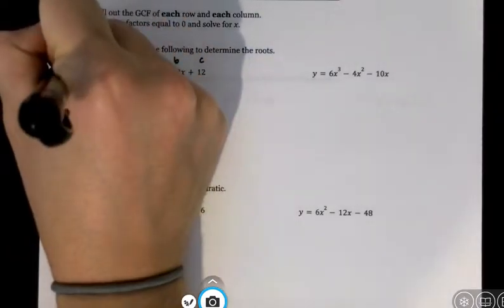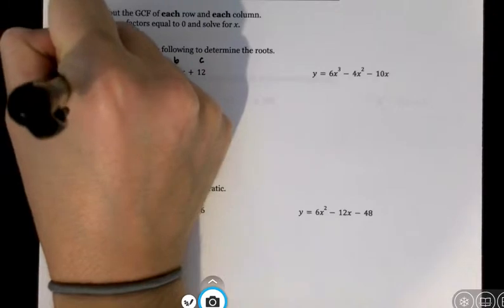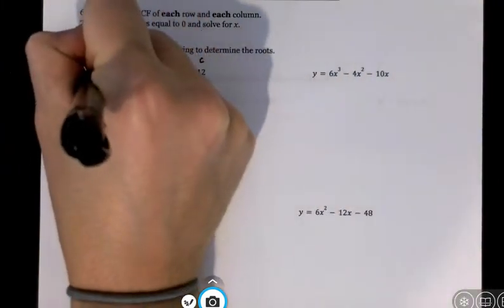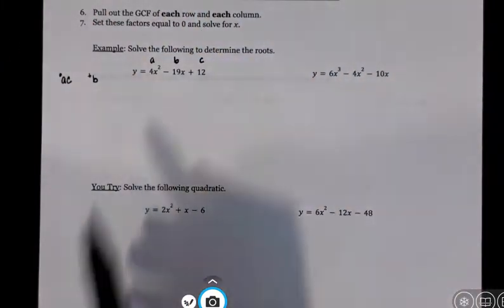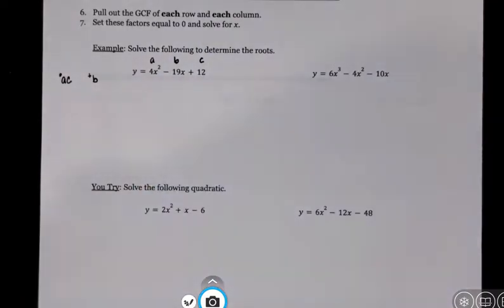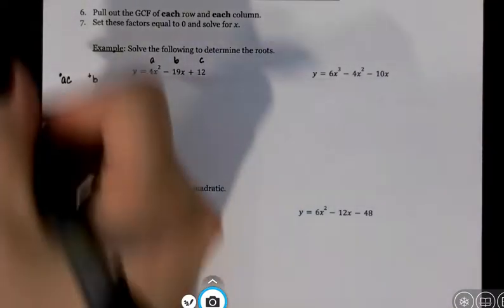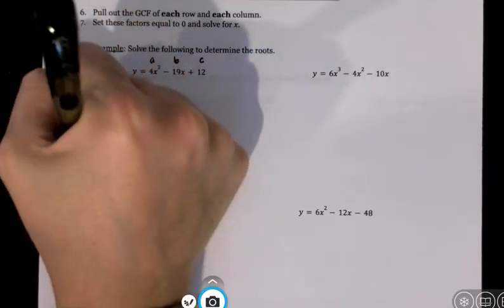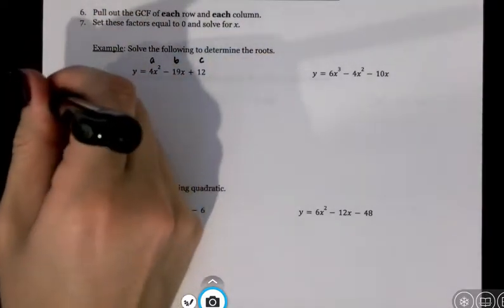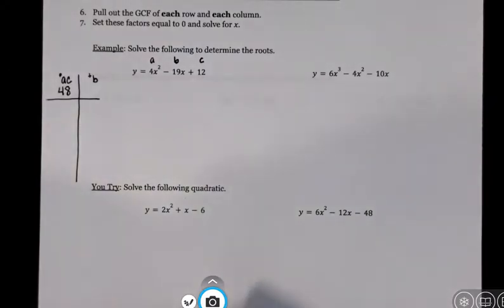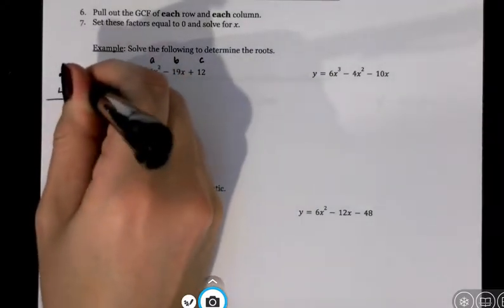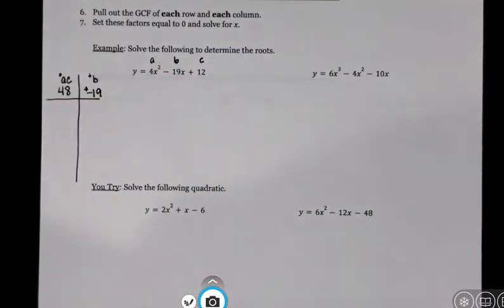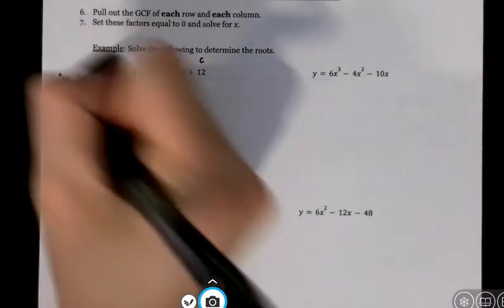So I want to make my t-chart. I want numbers that multiply to whatever a times c is and adds up to b. So when I multiply a times c, I have 4 times 12, and that's going to give me 48. So I want factors of 48 that are going to add up to a negative 19. Now, I don't know this one just by looking at it, so I do have to make my list.